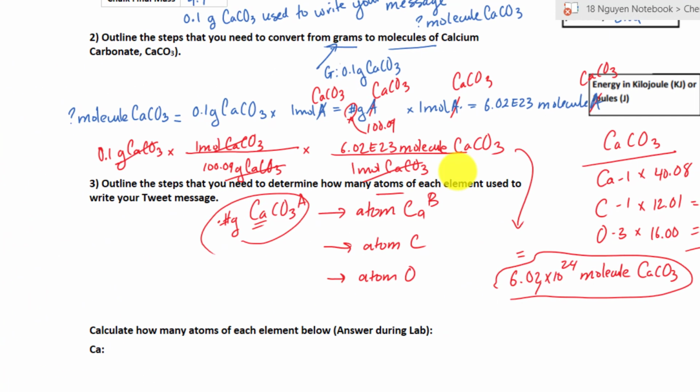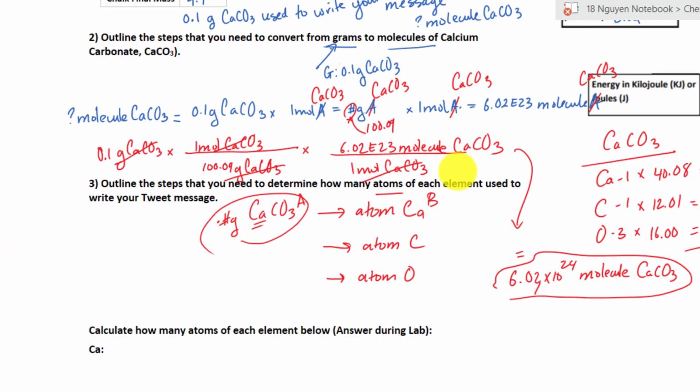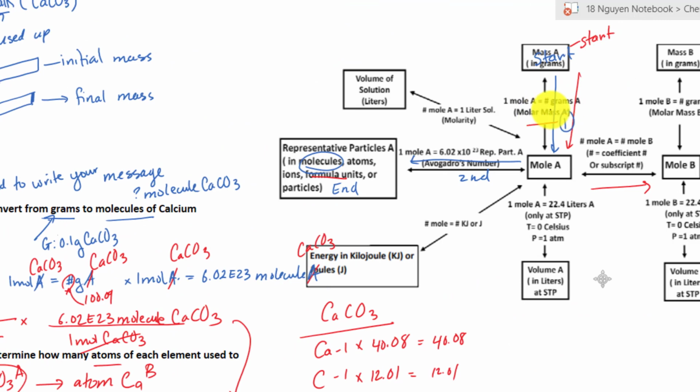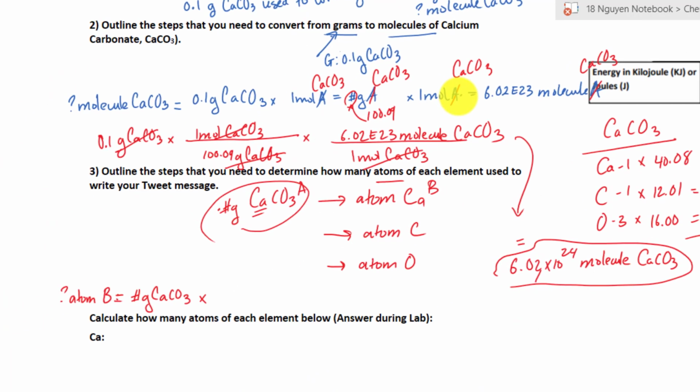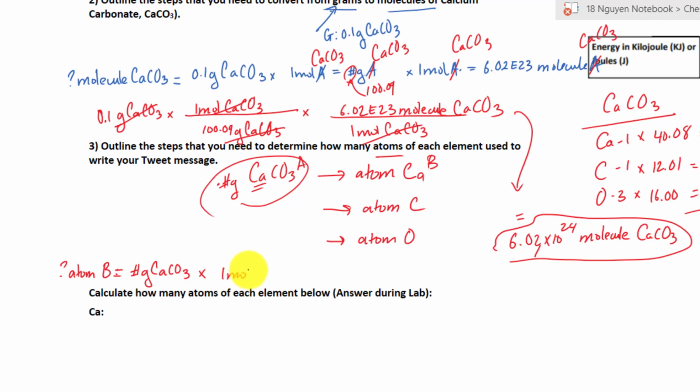So if I were to write this in terms of describing how I would solve it, of course, I'm going to look for atoms of B. And that would equal my starting value, the number of grams used of calcium carbonate, times the very first conversion factor, which is right here: 1 mole of A equal to the number of grams of A. Which we know is 100.09, because A is your given chemical, CaCO3, and here would be CaCO3 as well.